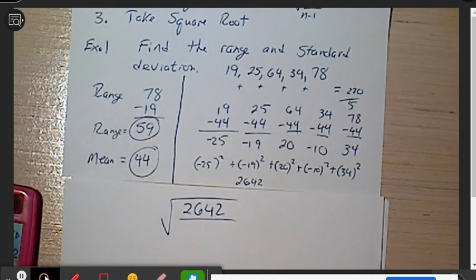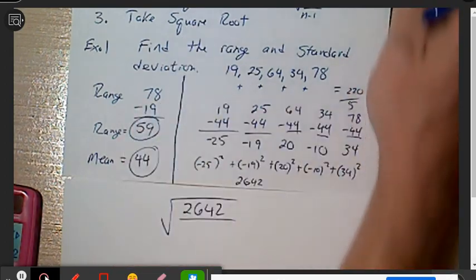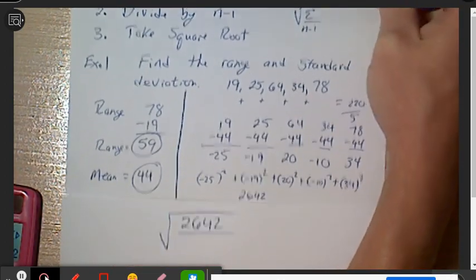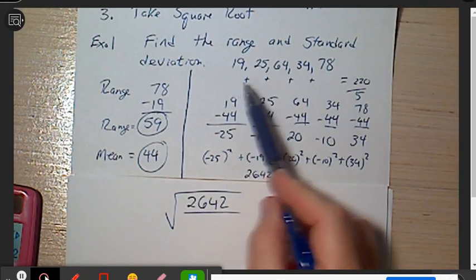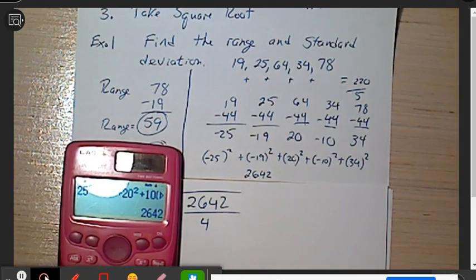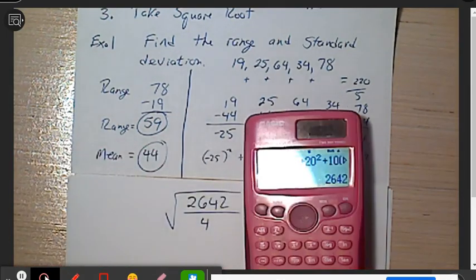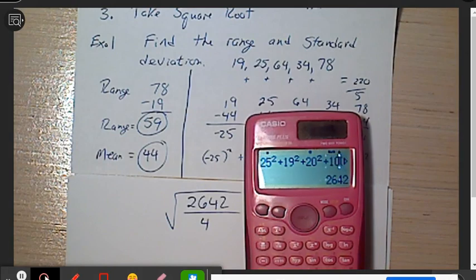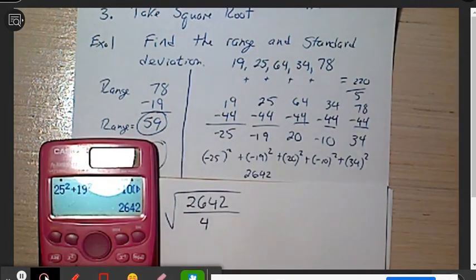Once you've got your sum of 2,642, we've got to divide by n minus 1. Well, we had 5 numbers, so n minus 1 is 4. If you're on the calculator, if you've done the squares and you've got the numbers up to this point, it's hard to get that number there, depending on the calculator. So this is one where it's almost better just to start over. So I'll just do square root of, and again, depending on your calculator, this one has a fraction button.